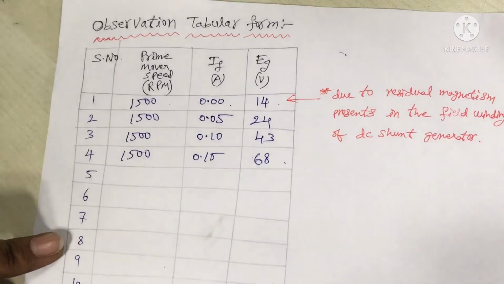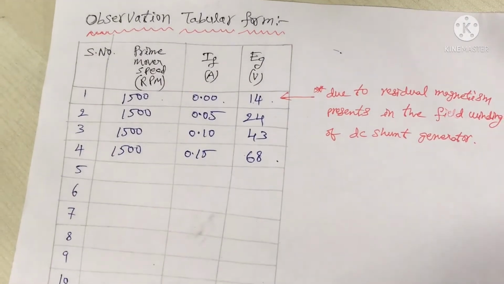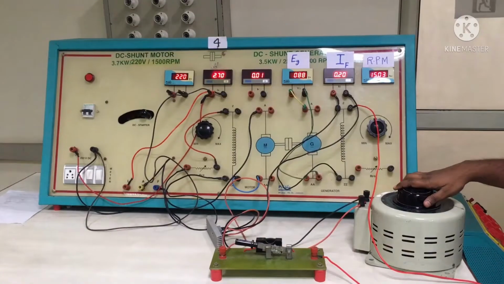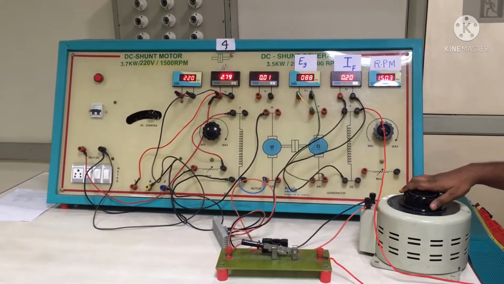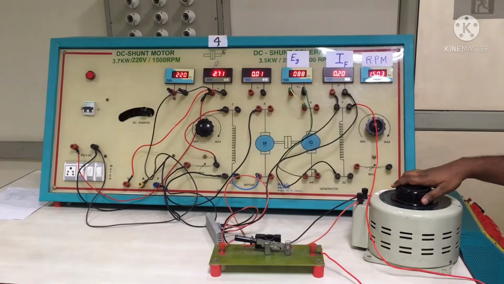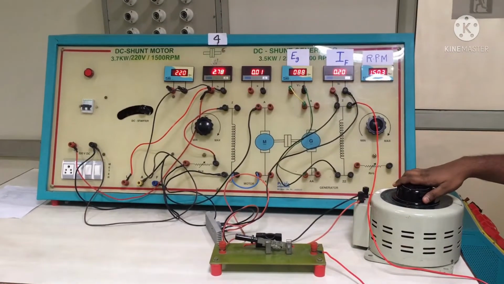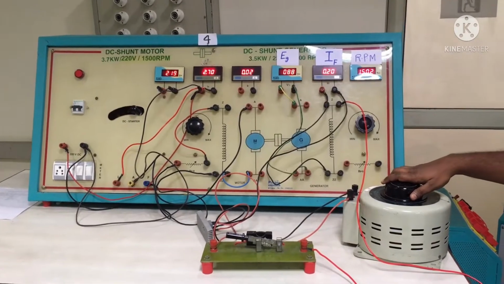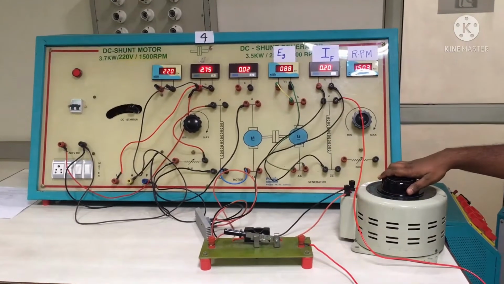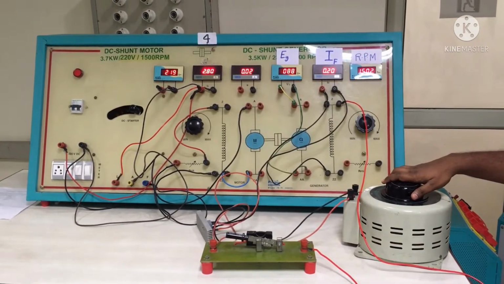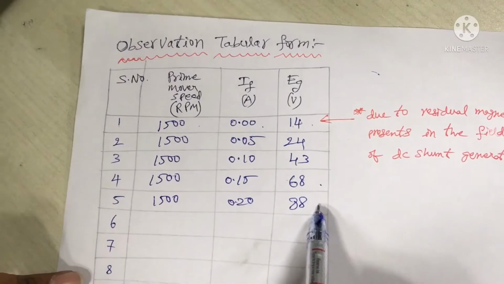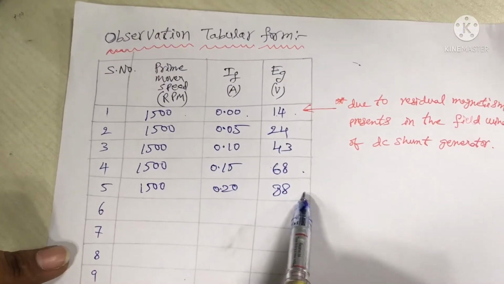Again, we are going to increase the field winding current. Now we have increased the field winding current to 0.2 amperes. At this condition, voltage across the armature winding terminals is 88 volts. We have noted down the values.